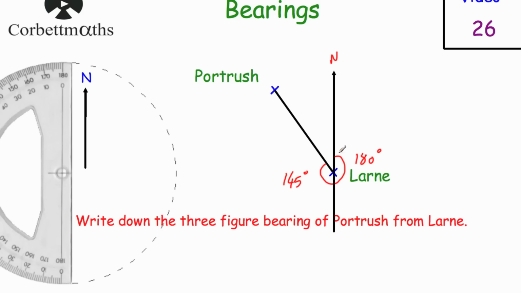So if we wanted to measure this clockwise reflex angle, we know that we've got 180 degrees and another 145 degrees. If we add those two together, we also get 325 degrees. So that's it. The bearing measured clockwise from north, from Larne to Portrush, would be 325 degrees.